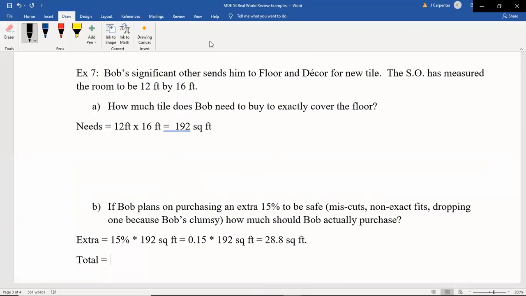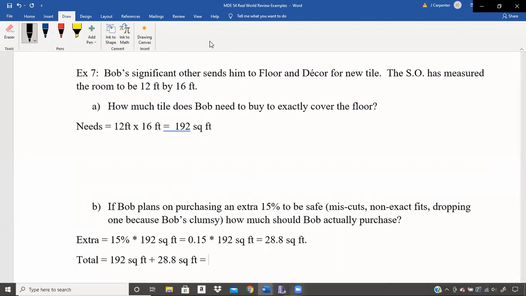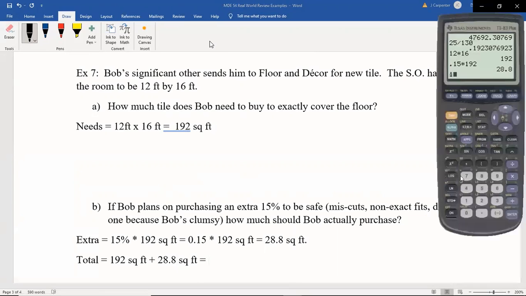Meaning the total that we need to purchase would be how much we really need, 192 square feet, plus the extra, which would be 28.8 square feet. If you really need to pull out the calculator for that, you can. So 192 plus the 28.8, then we get 220.8 square feet.